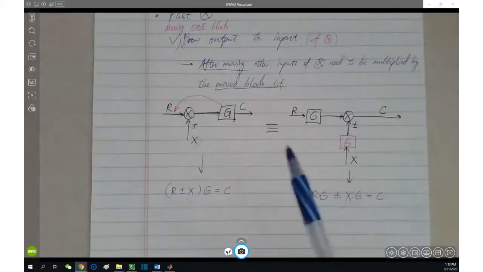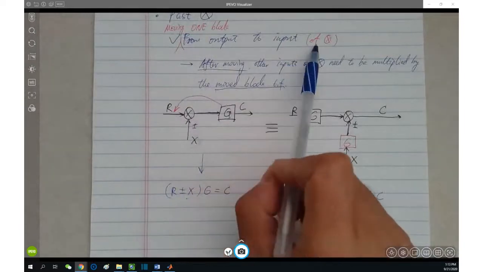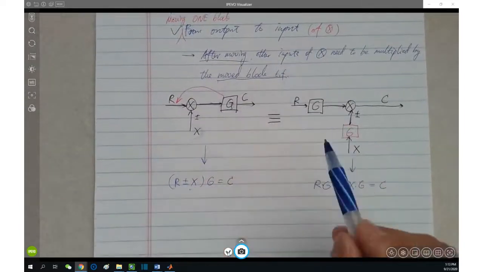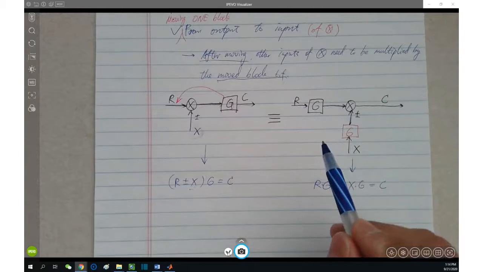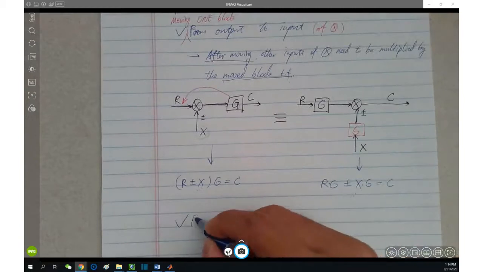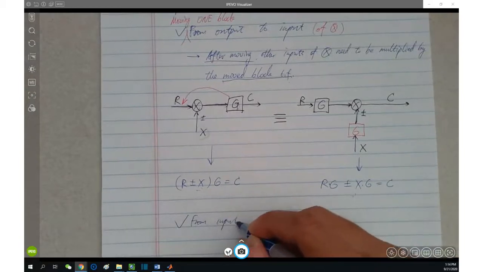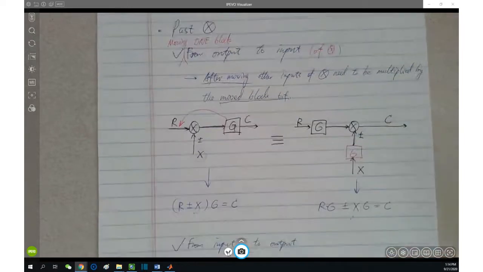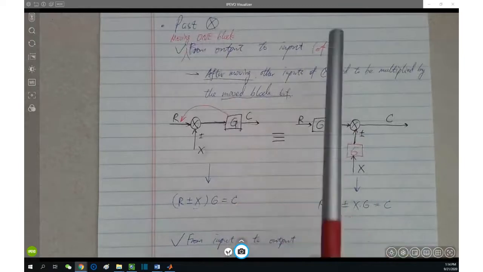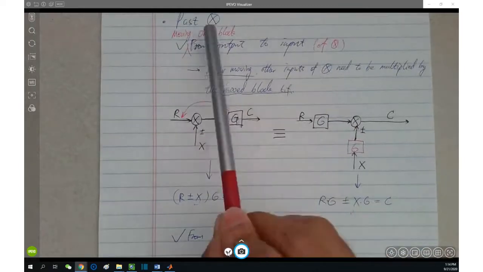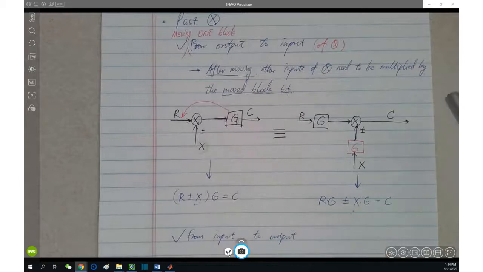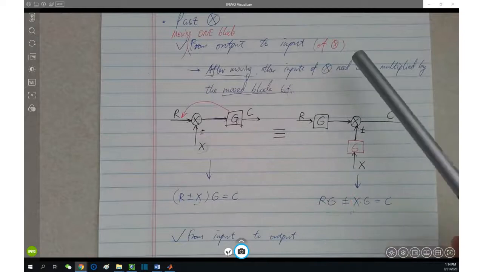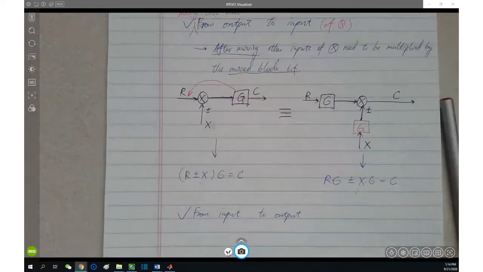Okay. The first move is from output to input of the summing junction. Let's see the second move, which is the other way around, from input to the output of the summing junction. Here, the red color thing should remain. We're again moving one block with a certain transfer function, from input to output of the summing junction.